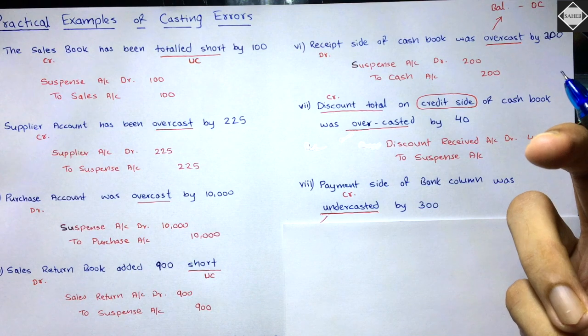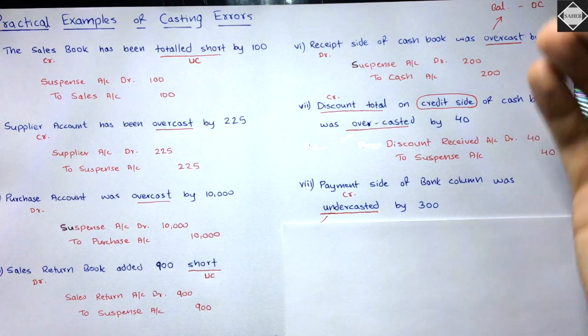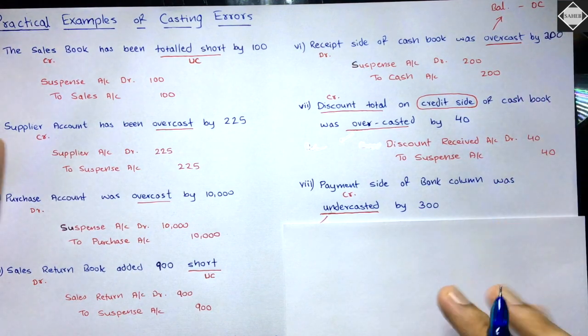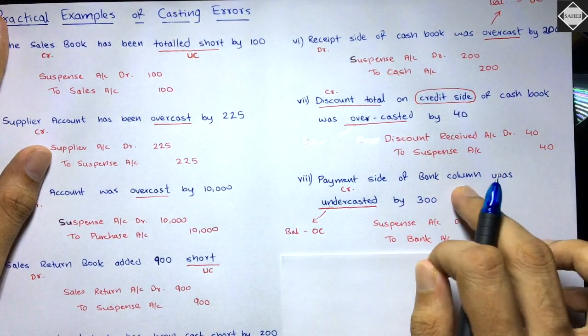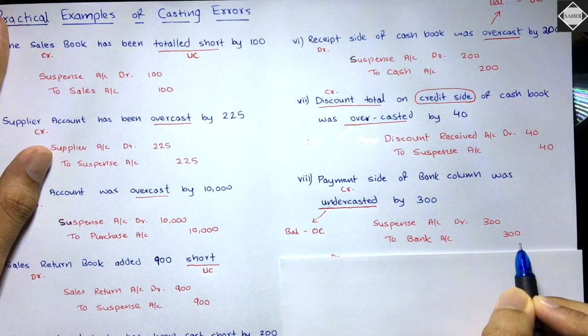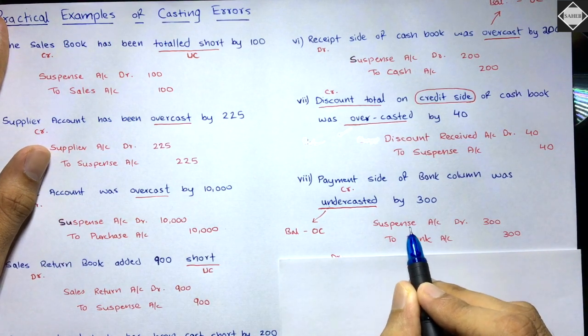If balance is overcasted, then what you have to do? What is the rectification for overcasting? Reducing. You have to reduce. So reduce the bank account, because this is the bank column they are talking about. So to bank account 300, complete the handicap with the suspense account.